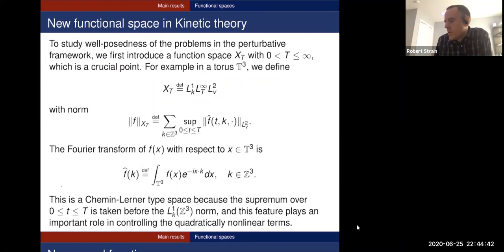So you take the Fourier transform of the solution, you take the L2 norm in v, you take the supremum in t, and then you sum over the Fourier modes k and the z3. And here's the Fourier transform, of course. So this is a Wiener-Lerner type space because the supremum over t is taken before the L1 norm in the Fourier modes. And this feature plays an important role. If you change the order, then you can't do our theorem.